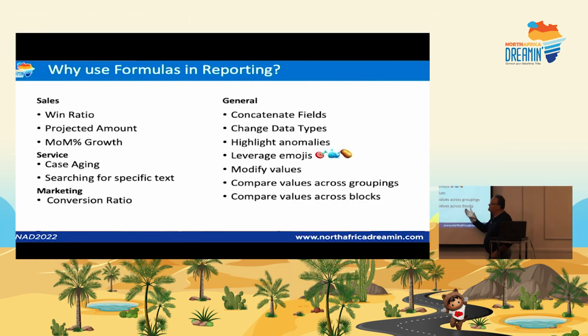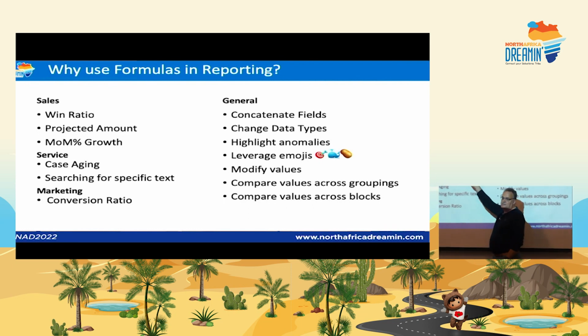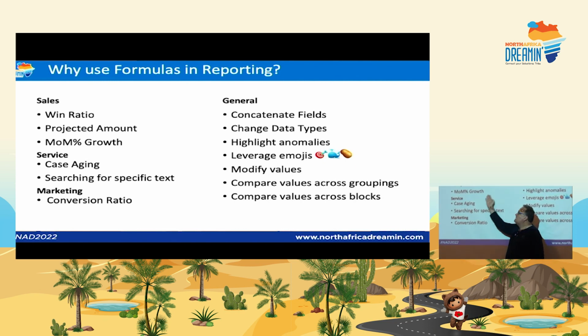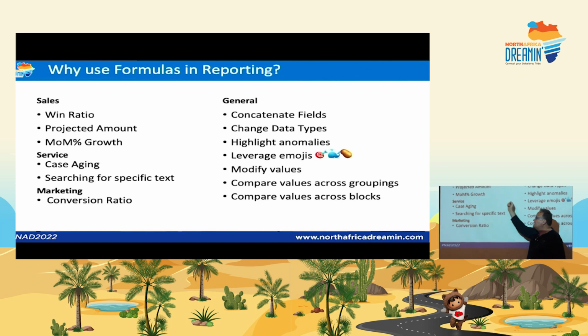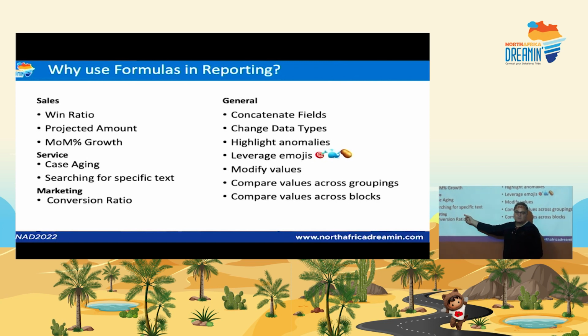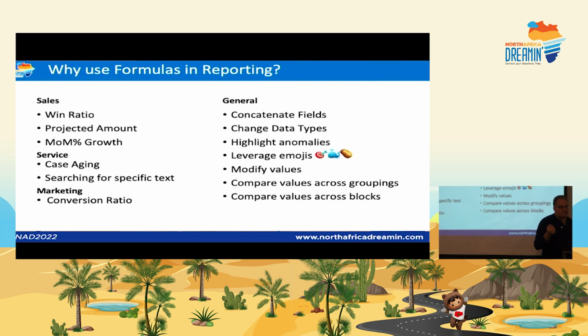All right, so why do we bother talking about formulas? Well, there's all kinds of things we want to do in reporting, such as to calculate a win ratio, calculate projected amounts, or do a month-over-month percentage growth. I'll show you examples of each of these 3. We can do, for service and support, aging of cases. We might also look for specific text within a report. For marketing, we might look at conversion ratios.